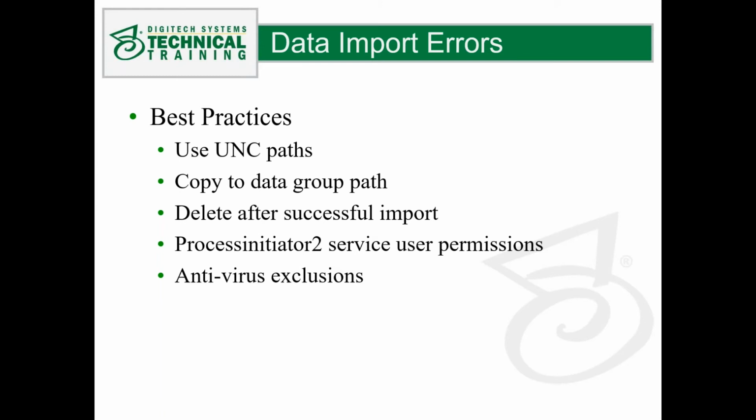Each time those operations run, it has to scan everything looking for new items. And that's just going to take longer and longer and longer as you pull in more data groups. So those are just some things that we suggest. And process initiator 2 service user permissions, make sure that they have the permissions they need for all the directories involved, and setting up those antivirus exclusions.